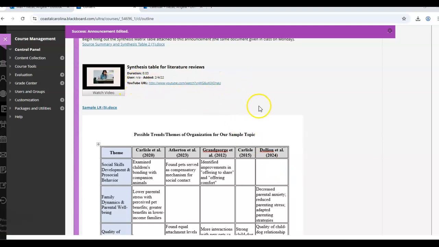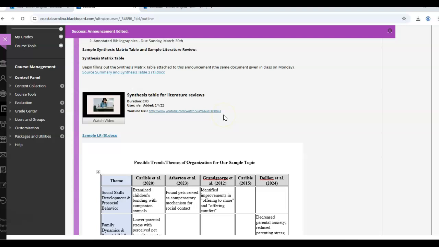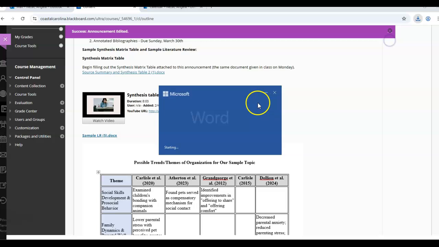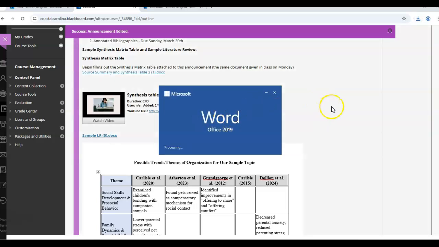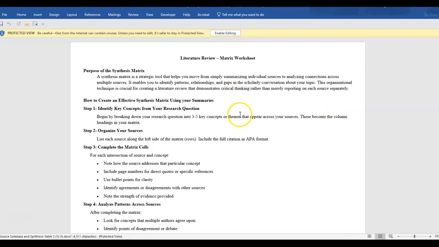All right, so let's take a look at a couple of things. If you haven't already watched this video, it's a really important video for you to watch in terms of understanding how you fill out a synthesis table and what it's used for. It's only 8 minutes. It's really useful. So now, you have this table to fill out. This is your homework. This is your virtual attendance assignment that is now pushed back until Sunday, March 30th.